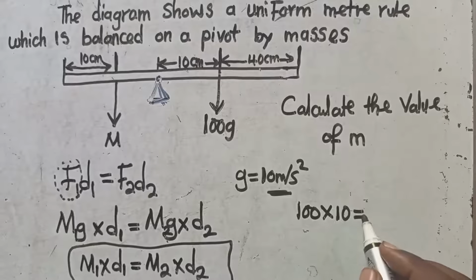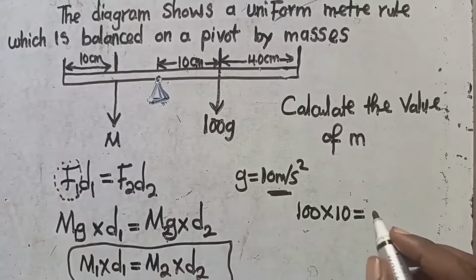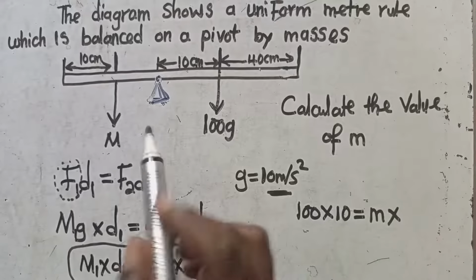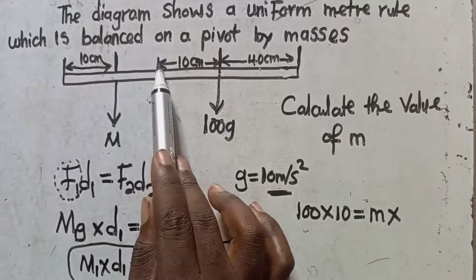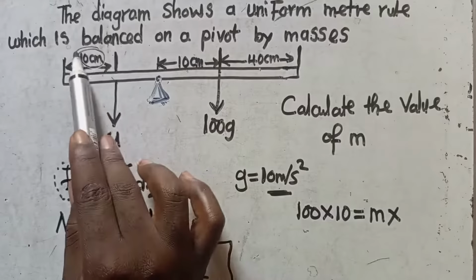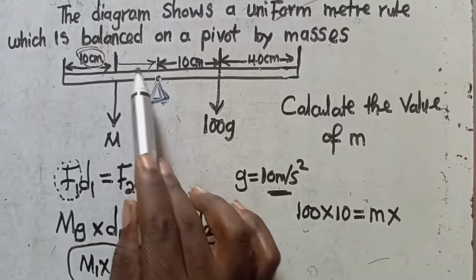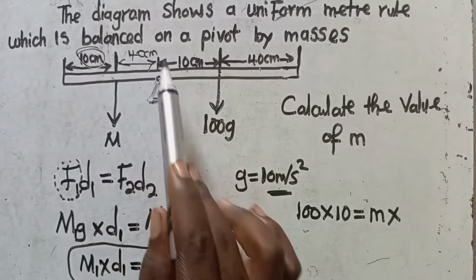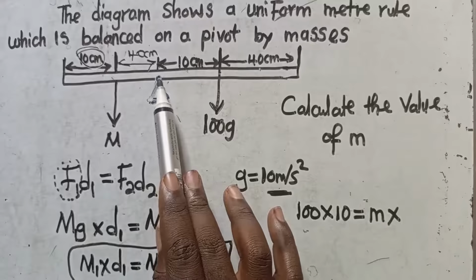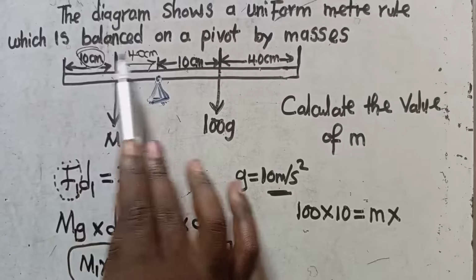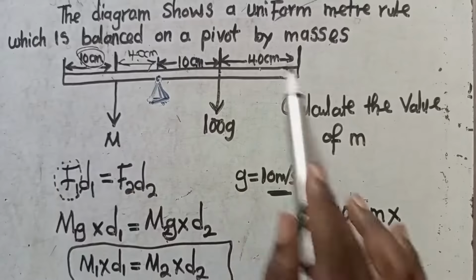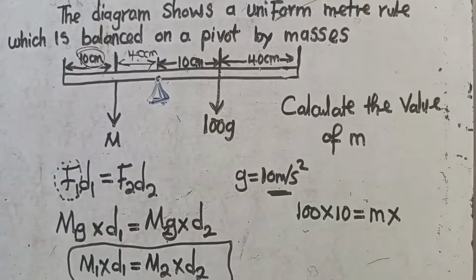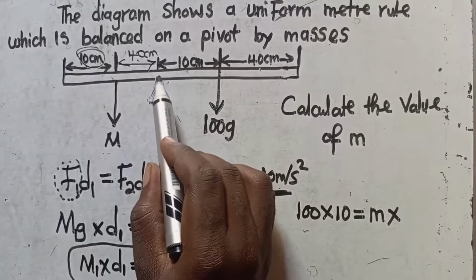Times 10, which is equal to m times the distance from here to the pivot. Since this is 10, from here to there I'm not given the distance, which means I need to have 40. Have you seen 40? Because this is where the center is. So for 10, 40, it is already 100. And this is placed on the center.